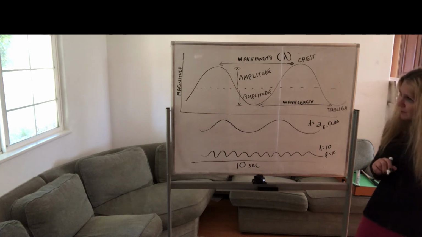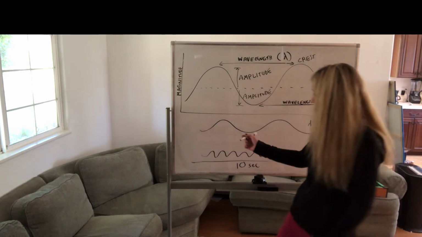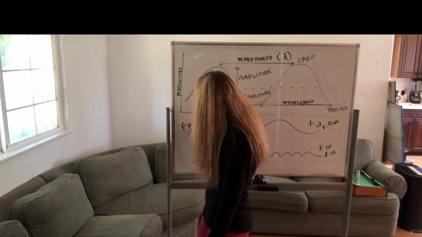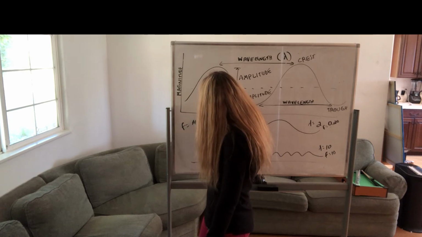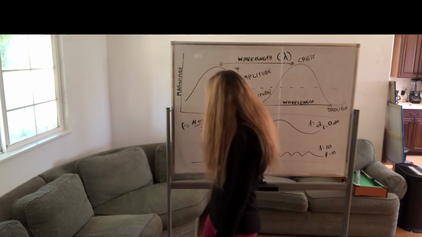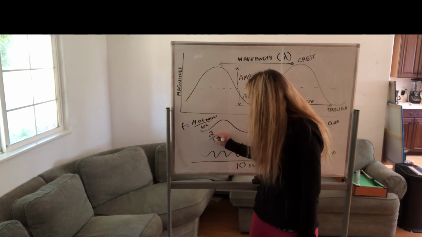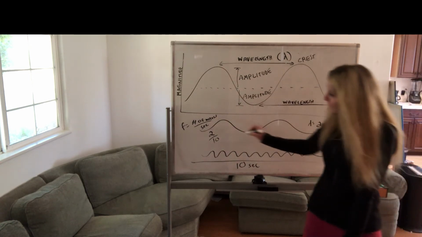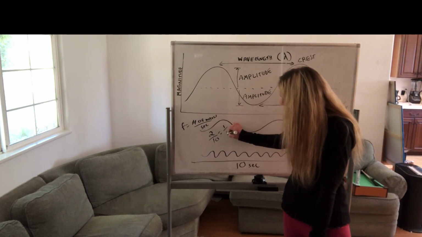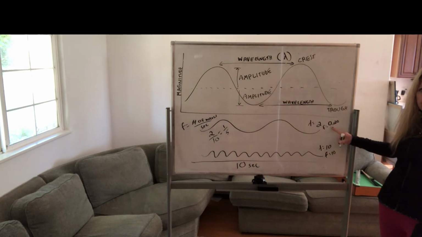So frequency is the number of waves per second. In this case, I've got 2 waves in 10 seconds, which you could reduce to 1 over 5, which is 0.20, or 1/5.